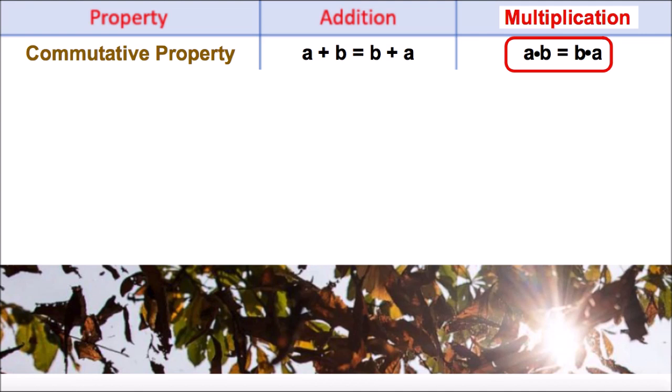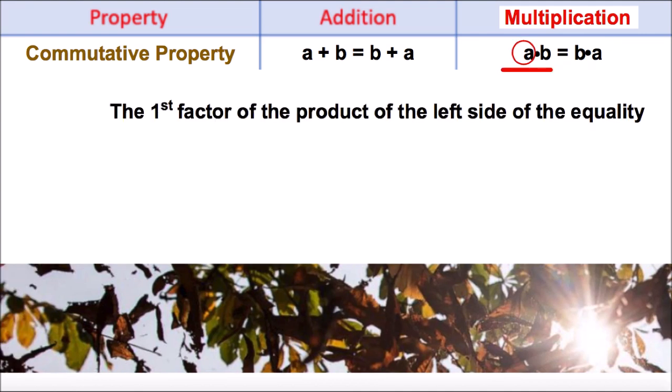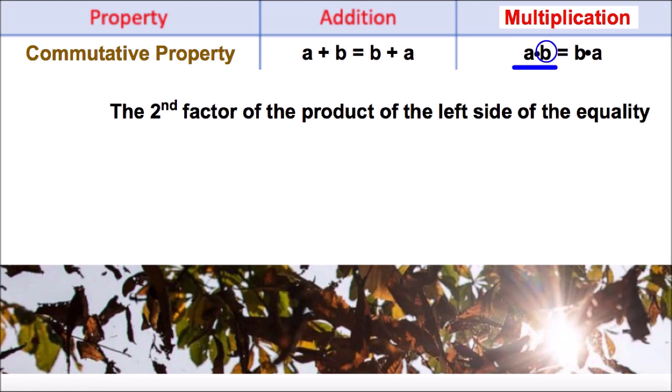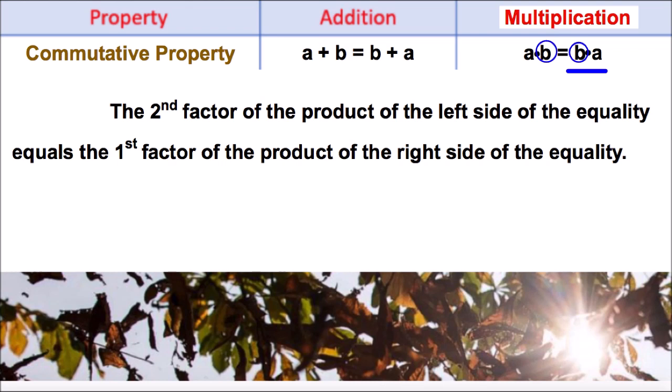As for multiplication, A times B equals B times A. The first factor of the product of the left side of the equality equals the second factor of the product of the right side of the equality. The second factor of the product of the left side of the equality equals the first factor of the product on the right side of the equality.